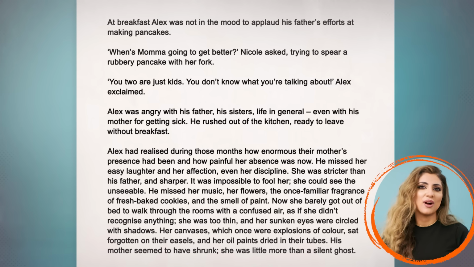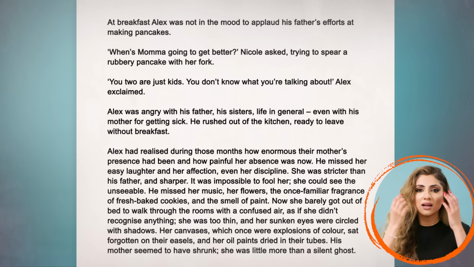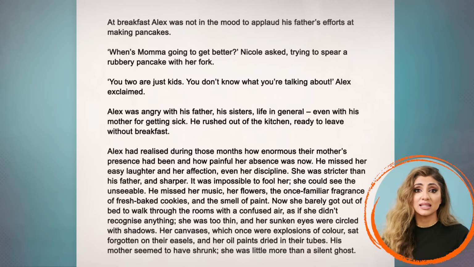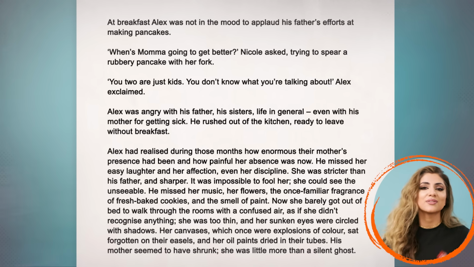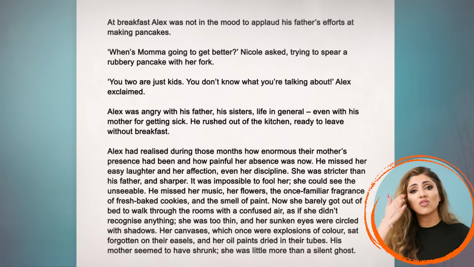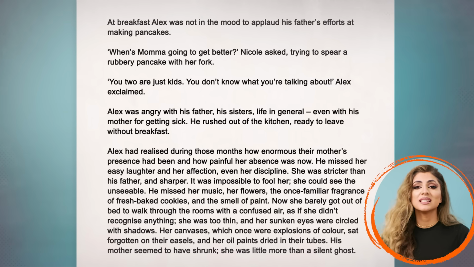"Now, she barely got out of bed to walk through the rooms with a confused air, as if she didn't recognize anything. She was too thin, and her sunken eyes were circled with shadows. Her canvases, which were once explosions of color, sat forgotten in their easels, and her oil paints dried in their tubes. His mother seemed to have shrunk. She was little more than a silent ghost."